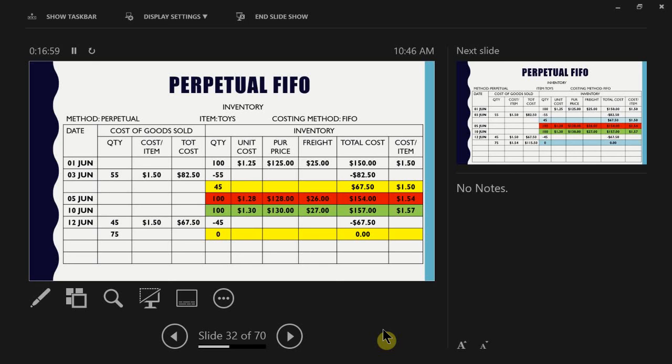I'm going to take it out from my inventory because I no longer have 45 items anymore. So therefore, my yellow batch should now be down to 0 because I got rid of my yellow batch.